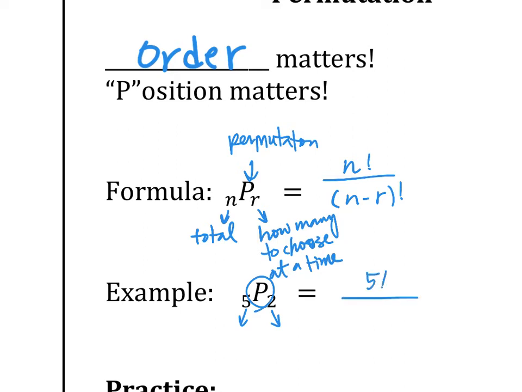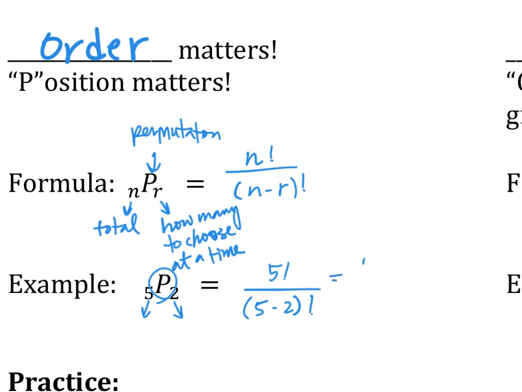5 factorial, so 5 is n, so 5 factorial over 5 minus 2 factorial. All right, this part you got to do first, because remember PEMDAS, you got to do the parentheses first. So let's go ahead and simplify that. So this is 5 factorial over 3 factorial. Just like the previous questions or the practice, write this out. That cancels, so this is 20.